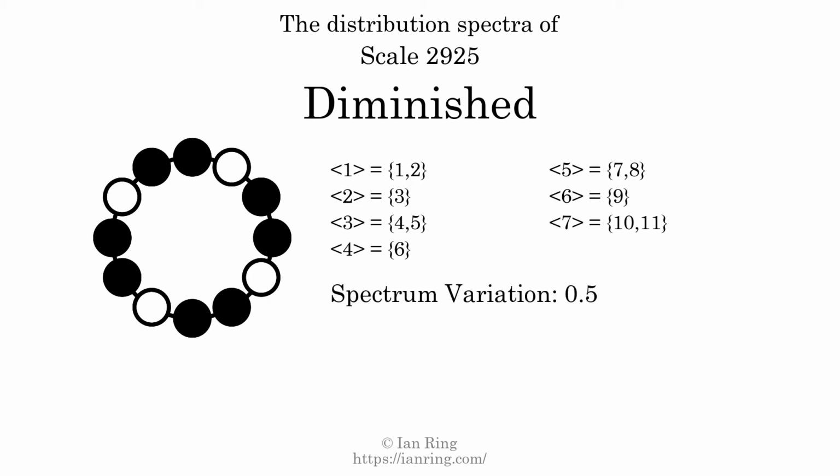The spectrum variation is the sum of all the widths, divided by the number of tones. The spectrum variation of this scale is 0.5. Since the variation is greater than 0, this indicates that the scale is not perfectly even. The highest spectrum width is 1. Since that is less than or equal to 1, that means this scale is maximally even.